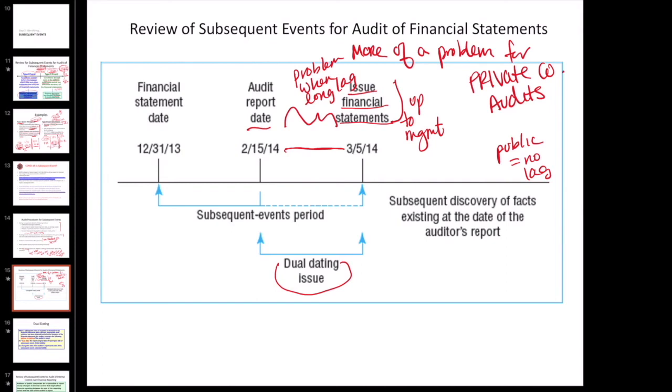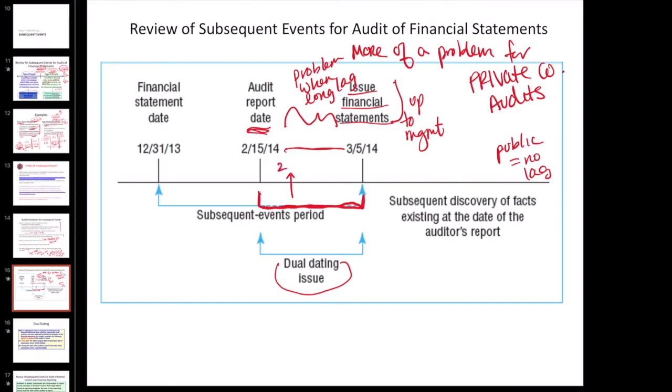So I could go ahead and issue you my report, and then it could take management a while before they decide they want to actually issue the financial statements. So the dual dating issue is going to crop up if a subsequent event is discovered in this period, right? If a subsequent event is discovered after I've issued my report, but before the financial statements are issued.